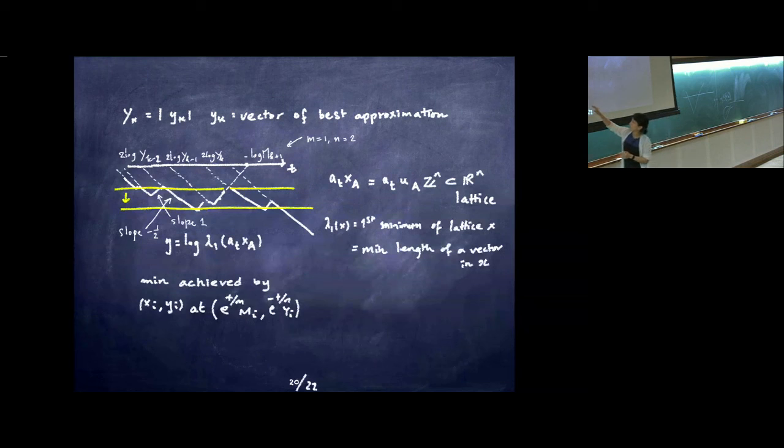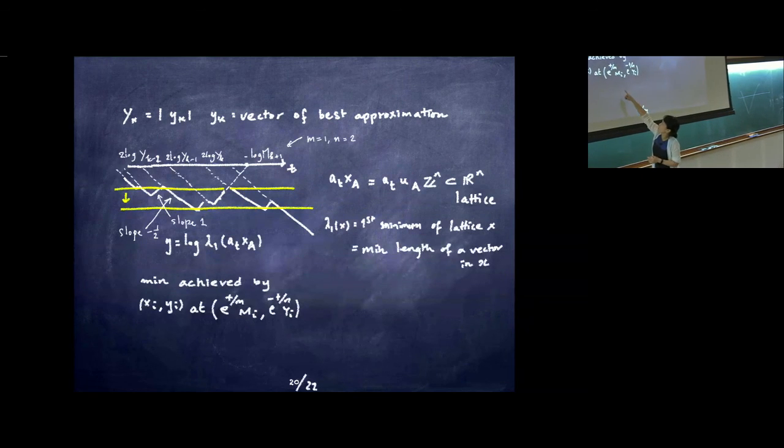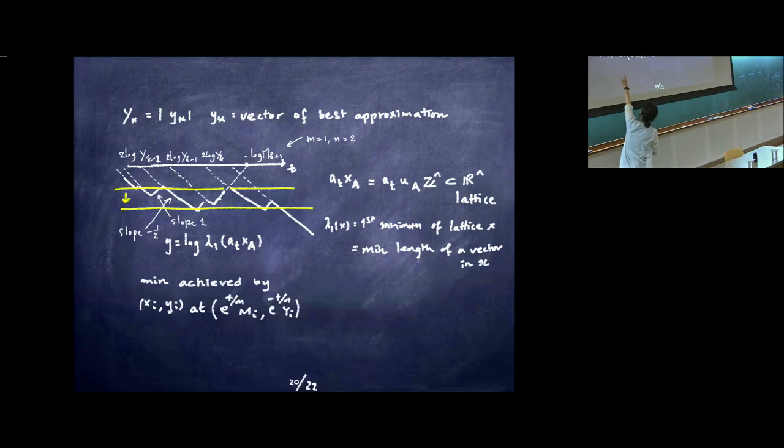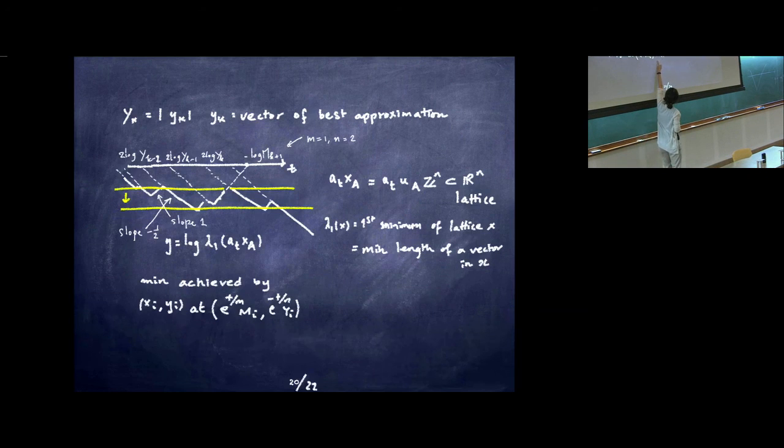So now, since we're taking log, we have to take log of these numbers. So we'll have t over m log mi, and negative t over n log ni. Right? So these are the two slopes that we see here. For example, if m equals 1 and n equals 2, here we see slope 1 over m, and we also see slope negative 1/2, which is slope 1 over n.